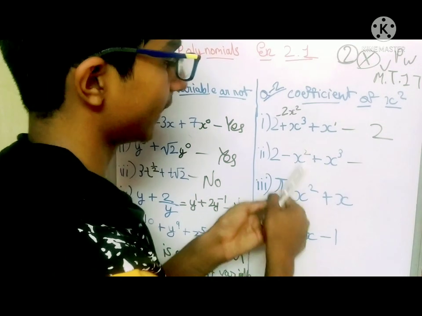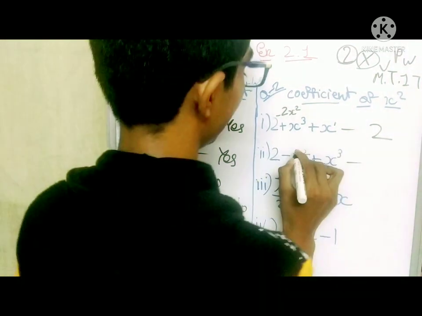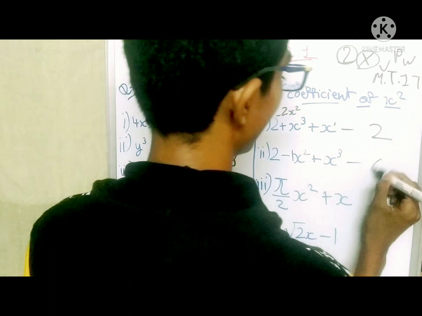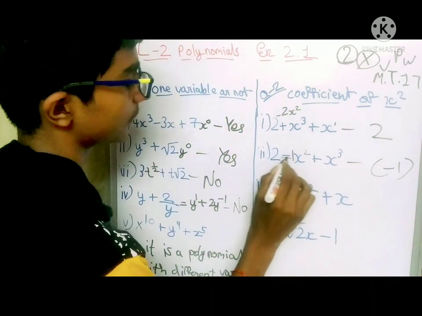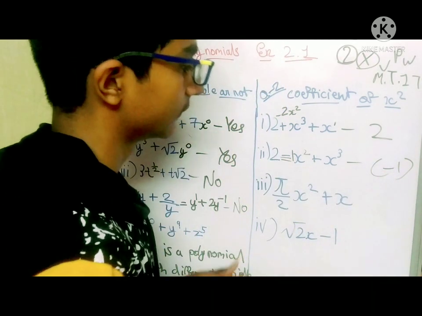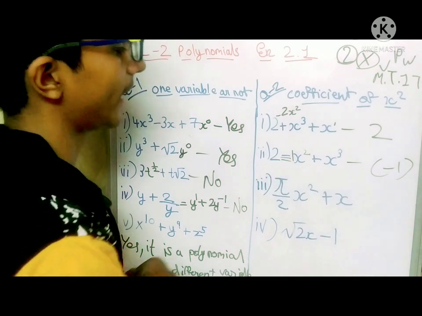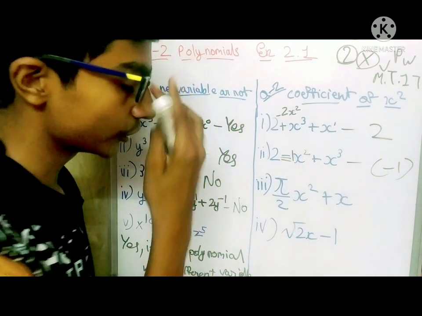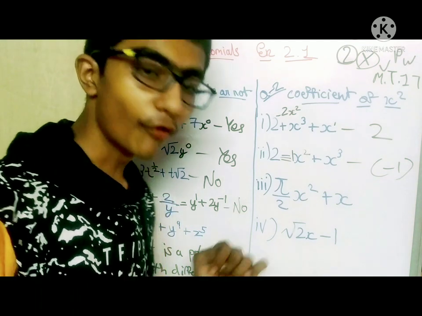So now we have an x square, and before x nothing is there, so 1. So what will you write here? -1, because the sign is minus. So the coefficient of x square in the second question of question number 2 is -1.